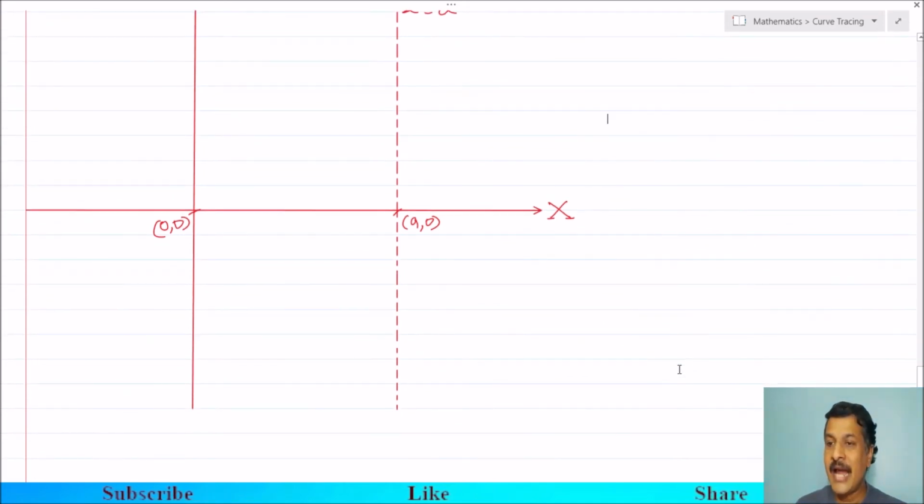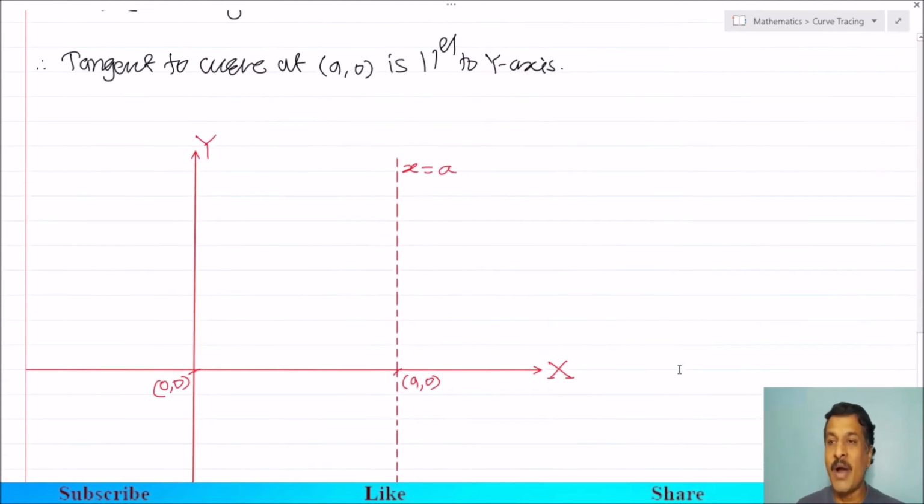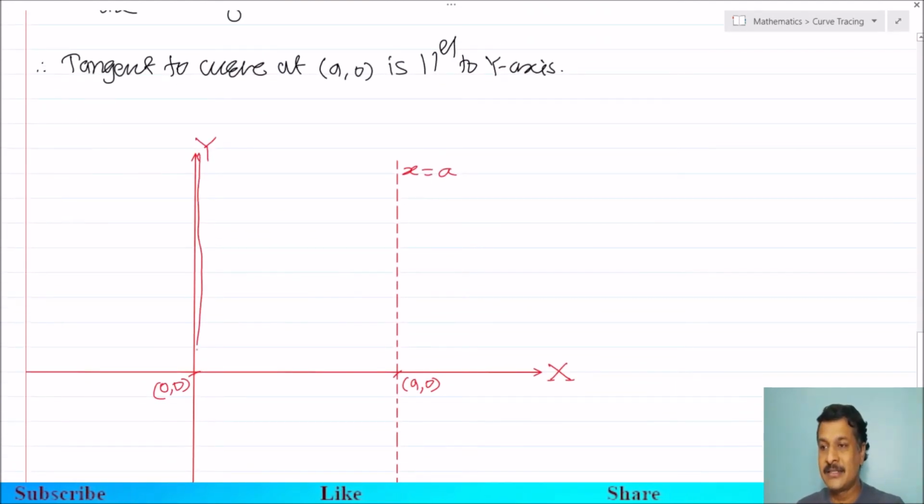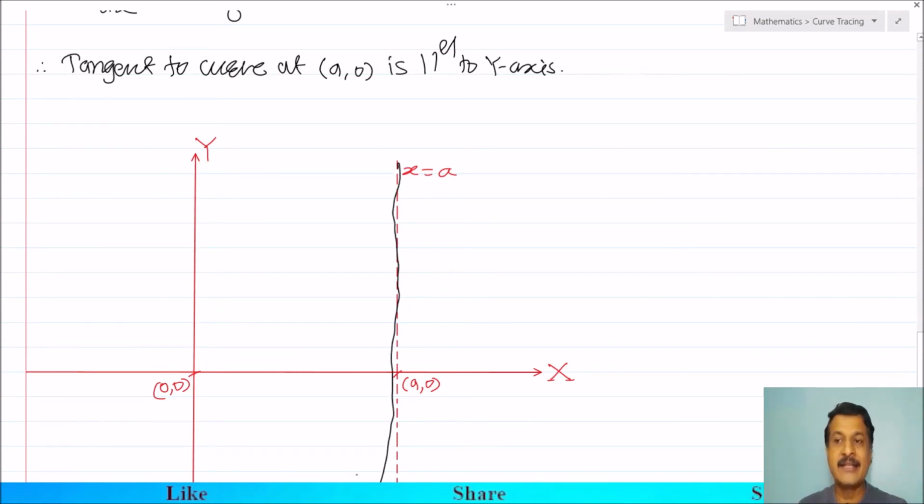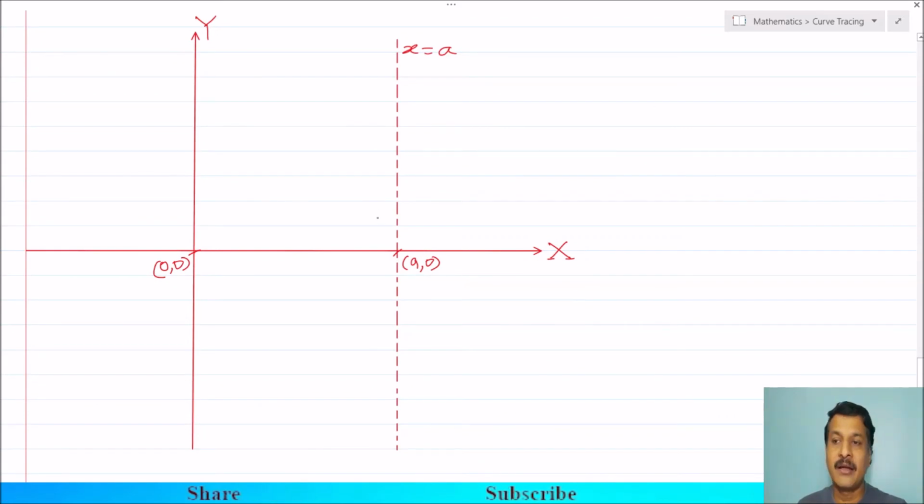So here at A0 the tangent is parallel to the y-axis. This is your y-axis. So parallel to the y-axis means this line x equal to a. This line is the tangent at which point? A0. So at A0 the nature of the curve is this one or both. But definitely this is not there. Why? Because the curve does not exist beyond x equal to a, meaning x greater than a. So here I got the nature of the curve.